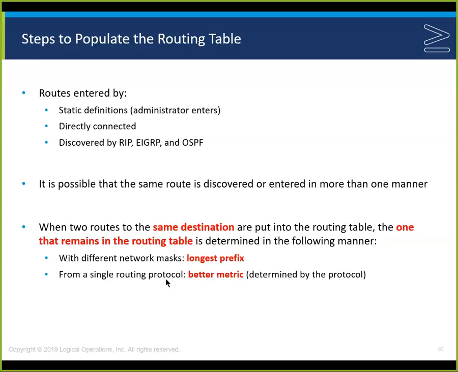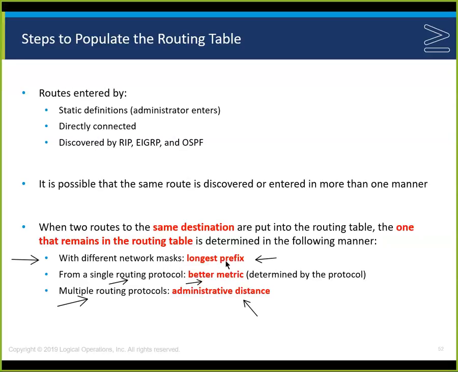For a single routing protocol, the metric is going to determine it. And with multiple routing protocols, it's the administrative distance. So what this is really saying, and I probably confused it, is that with the longest prefix here, we've got multiple routing protocols. If we have multiple routing protocols, then the administrative distance is going to be the first determination. If we have a single routing protocol, it's going to be the better metric for that.